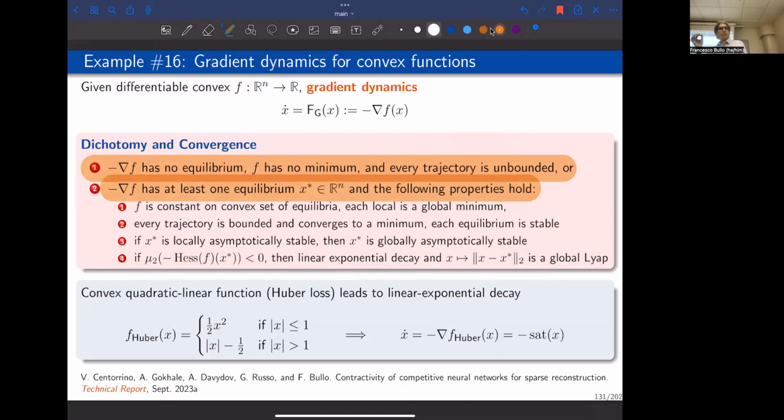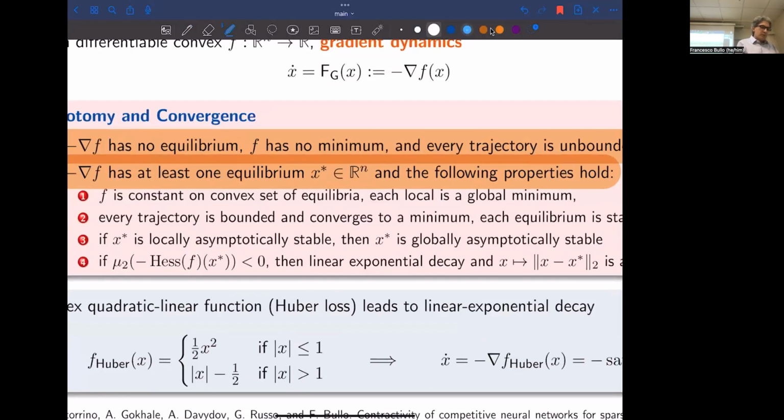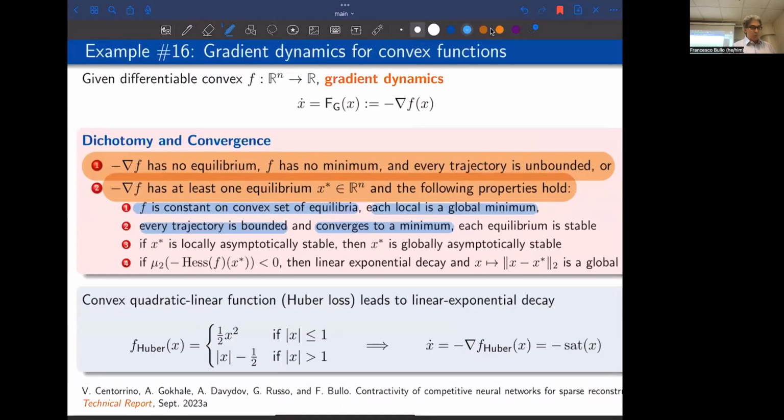Okay, so now I have an equilibrium and I have a convex function. What other properties do we know? Well, we know that f is constant on the convex sets of equilibria. So the set of equilibria is convex, as I was hinting at earlier, and the function is constant. Each local minimum is a global minimum. You know that every trajectory is bounded. And actually, you can prove that every trajectory converges to a minimum. And you can prove that each equilibrium is stable, but not asymptotically stable. If the equilibrium is asymptotically stable, then it's also globally stable.